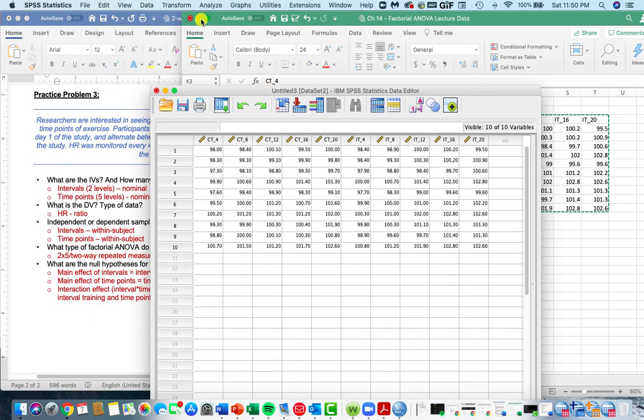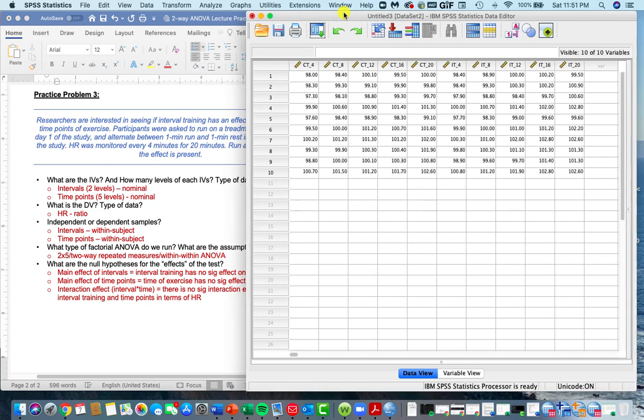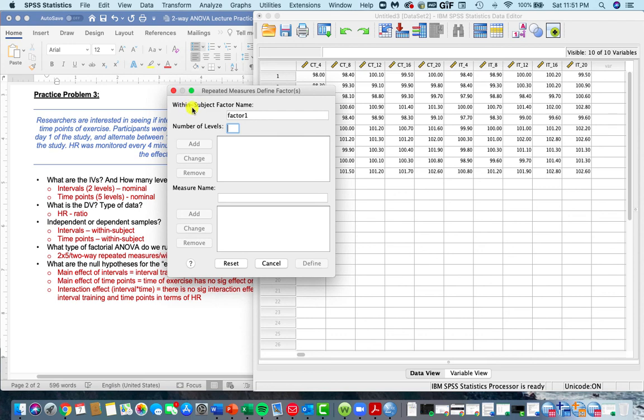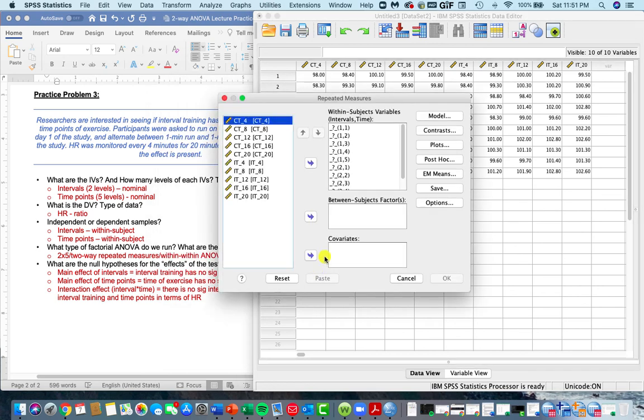So that aside, I'm going to minimize my spreadsheet because I don't need it. We're going to go to Analyze. Remember, anytime you have repeated measures, you go straight to the repeated measures test. And here we're going to identify our within subject factors. So we have our interval training. There were 2 levels, basically control group versus actually doing the interval training. And then we have our time. Number of levels would be 5, because we're measuring every 4 minutes for 20 minutes. So we define those 2.